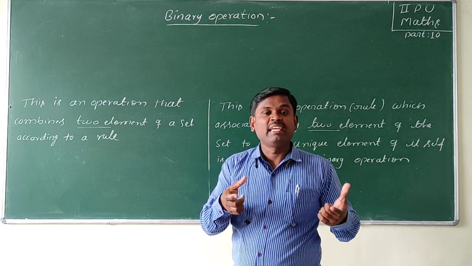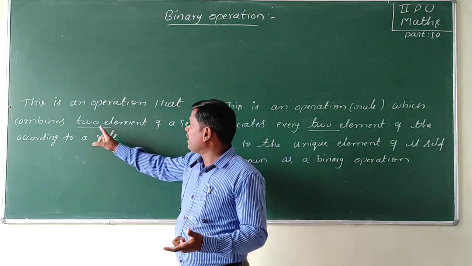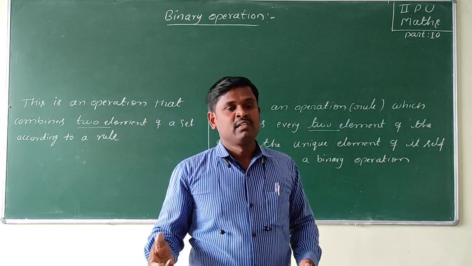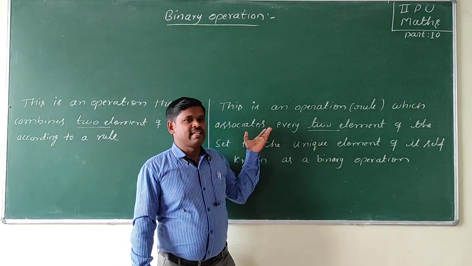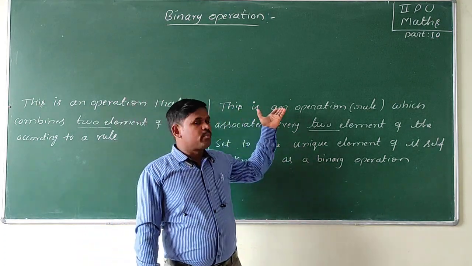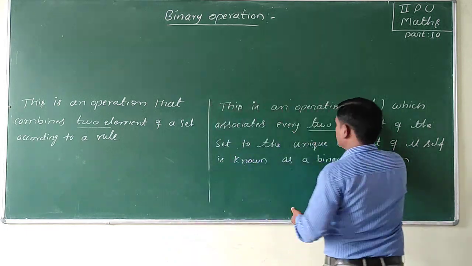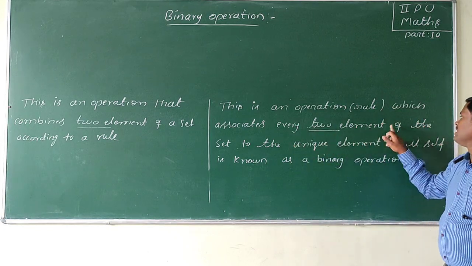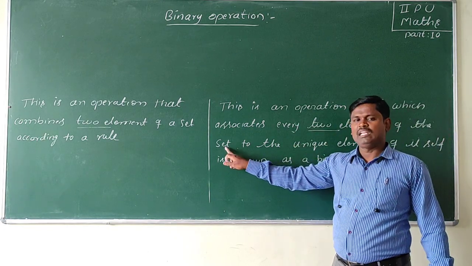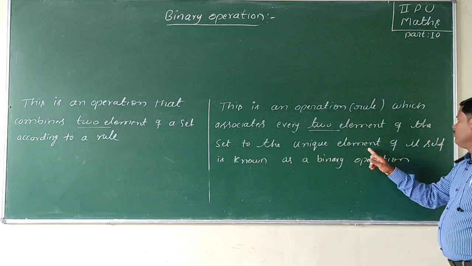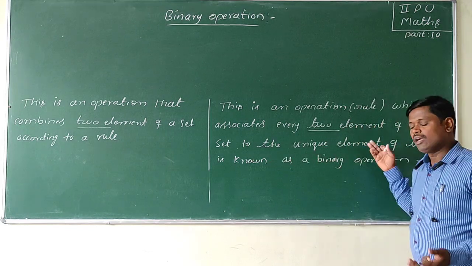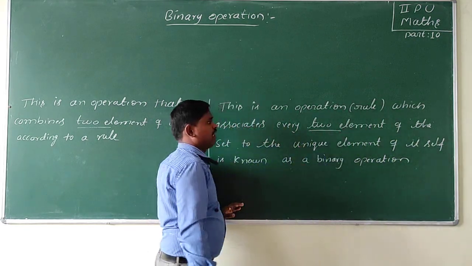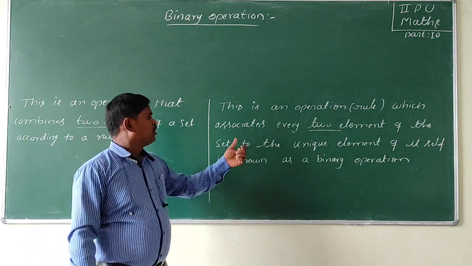Already we know "bi" is equal to 2. So two elements are going to combine according to a rule. So that is the binary operation. It can also be stated like this: an operation is a rule which associates every two elements of the set to a unique element of itself, and that is known as a binary operation.